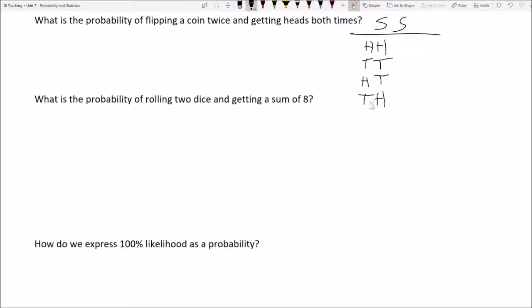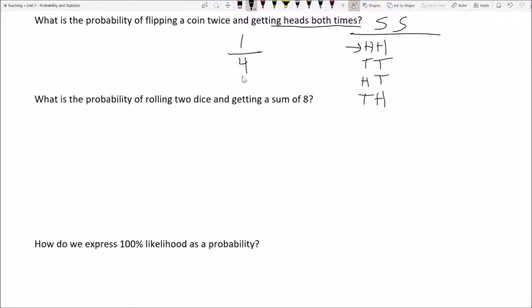So of those 4 things, how many of them are the desired outcome? The desired outcome being getting heads both times. Well, that's just this one. There's only one way to get heads both times out of the 4 different things that could happen, and they're all equally likely. So the probability of flipping a coin twice and getting heads both times is 1 in 4.